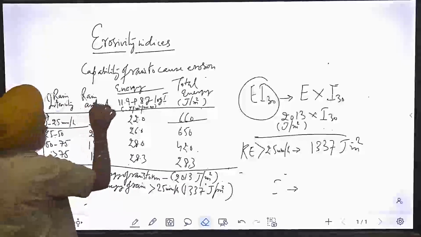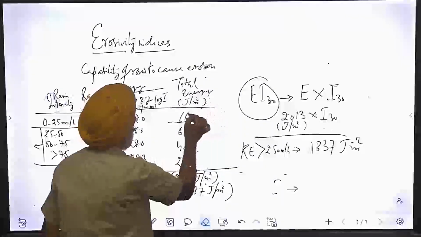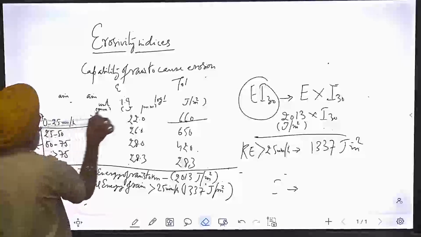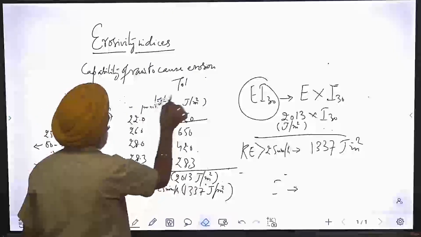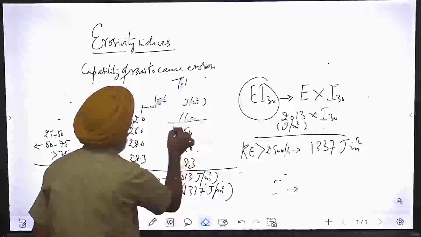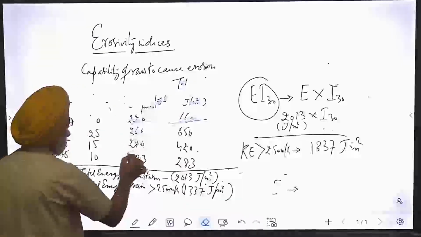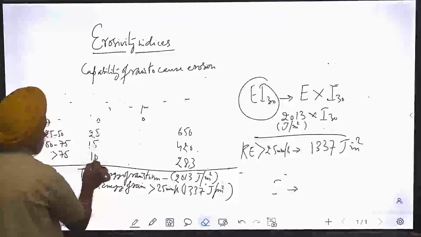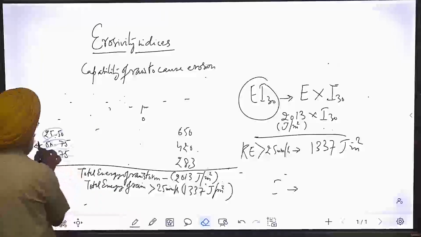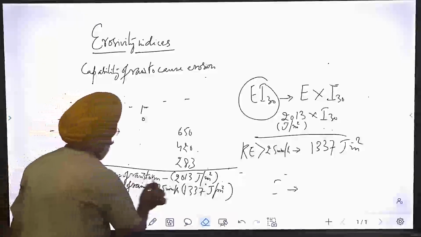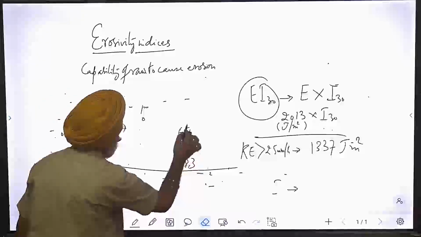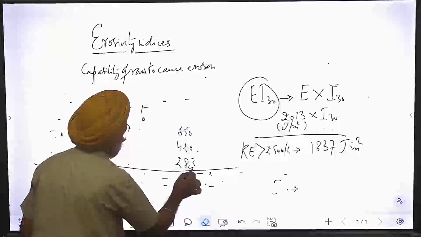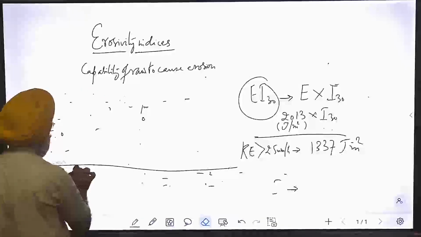Then comes the application of this. I have already discussed the application of the erosivity indices. Why do we need to calculate the erosivity indices? First, I said that the most important thing is that whenever you go for planning of soil and water conservation in a particular area, the first demand from your side should be what is the amount of erosivity, what is the erosivity value over here.